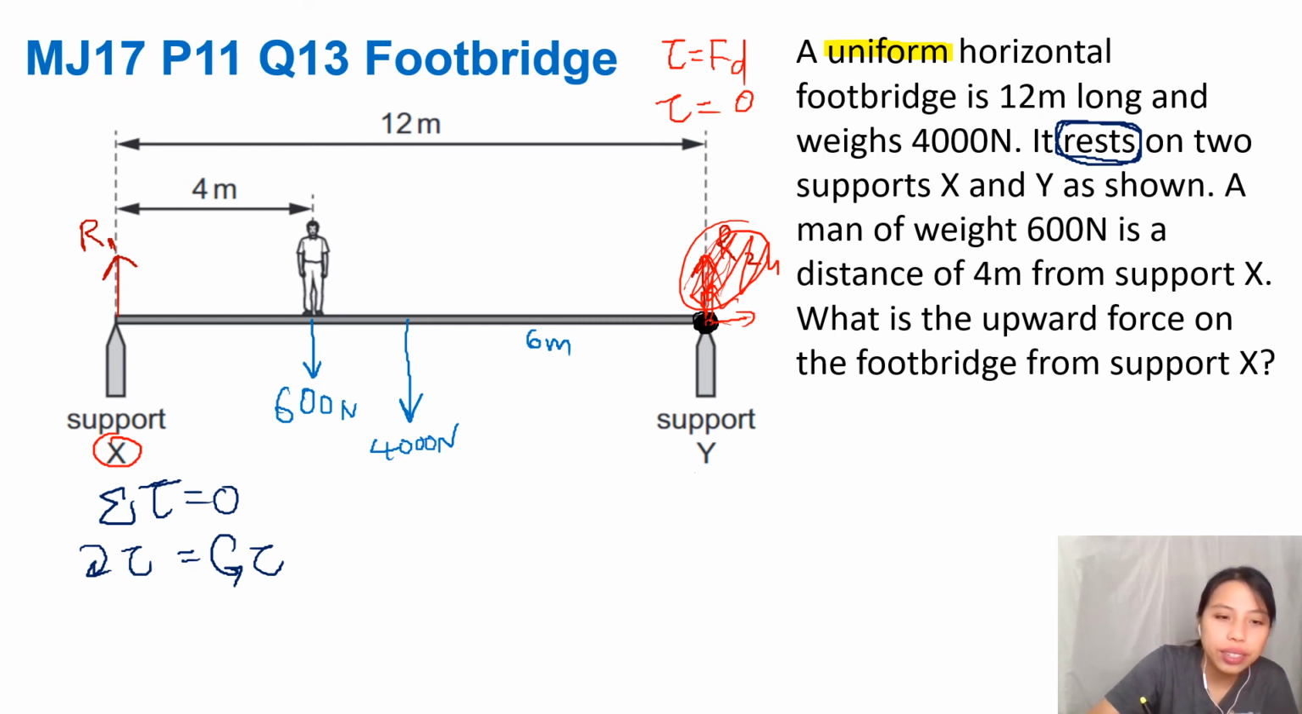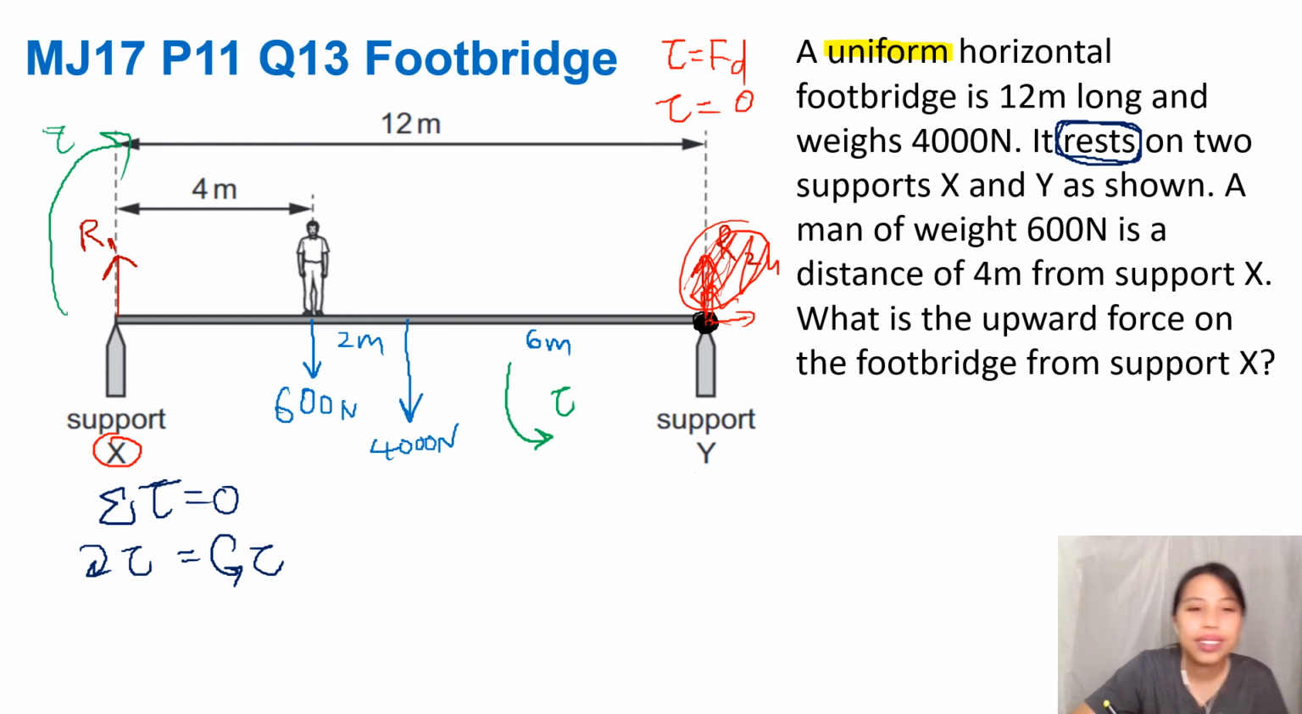We have 600 times, oh, we don't know that distance. We can find it though. Whole bridge is 12 minus 6 minus 4, so this should be 2 meters. So 600 times 2 plus, clockwise, anti-clockwise. I forgot, my pivot's on this side. So these forces cause an anti-clockwise torque, and R1 is causing a clockwise torque. Ha! Got it reversed.